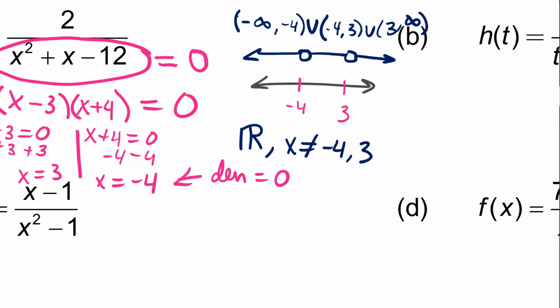Negative infinity to negative 4, union negative 4 to 3, union 3 to infinity. Why do we have to write the part between? If you don't write that section, you're cutting out all the x values between them. Yep. So this section is done by this part, here is that part, and here is this part.